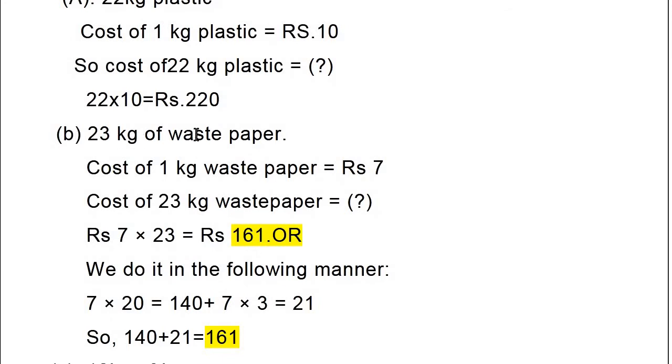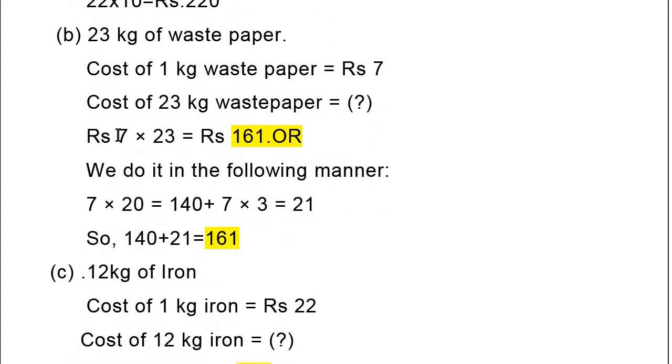Now 23 kg of waste paper. Here the cost of 1 kg waste paper is equal to 7 rupees. So the cost of 23 kg waste paper is equal to how much? 7 into 23 is equal to 161 rupees. We do it in the following manner: 7 into 20 is 140, plus 7 into 3 is equal to 21. 140 plus 21 is equal to 161.